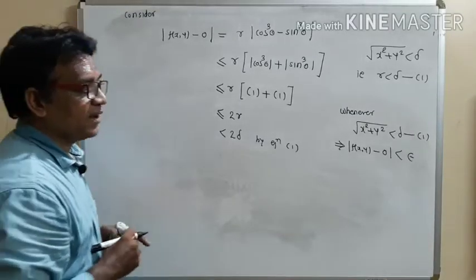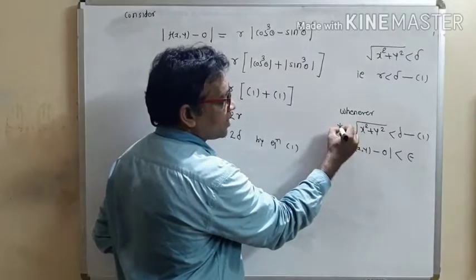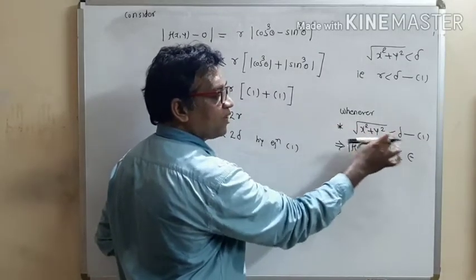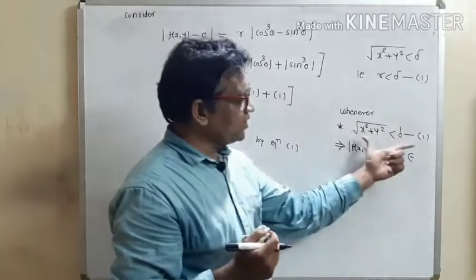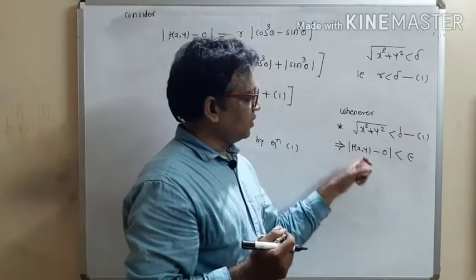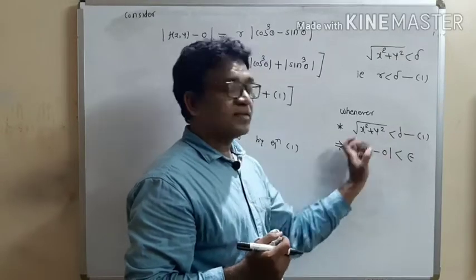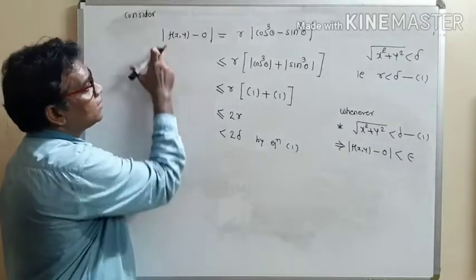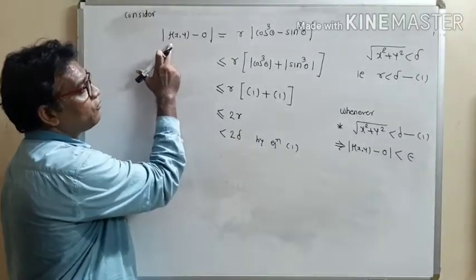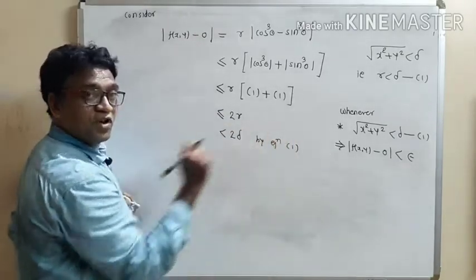So see what the technique for showing the limit is. We have taken this condition, under root x square plus y square less than delta, that is equation number 1. And by using this equation, we want to show that the value of modulus f(x,y) minus 0 is less than epsilon. We have shown that modulus f(x,y) minus 0 is less than 2 delta. We required epsilon.